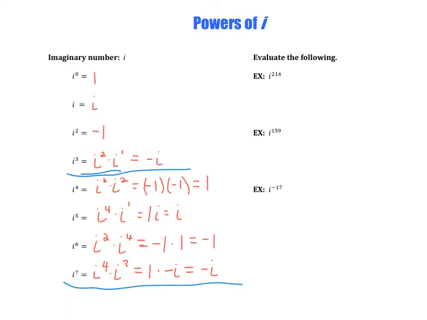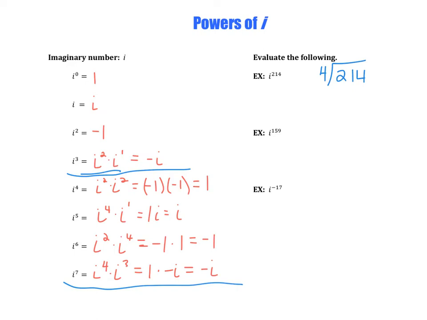All right, now let's see how that's going to help us. If we were to go through and rewrite i to the 214th using this process over here, it would be extremely inefficient, okay? So here's what I do. Since this repeats every 4, I take 214 and I divide it by 4. We're going back to elementary school and doing good old long division, so to speak.